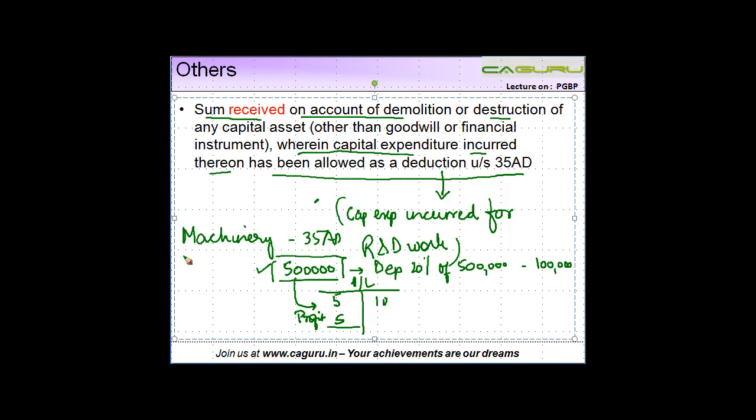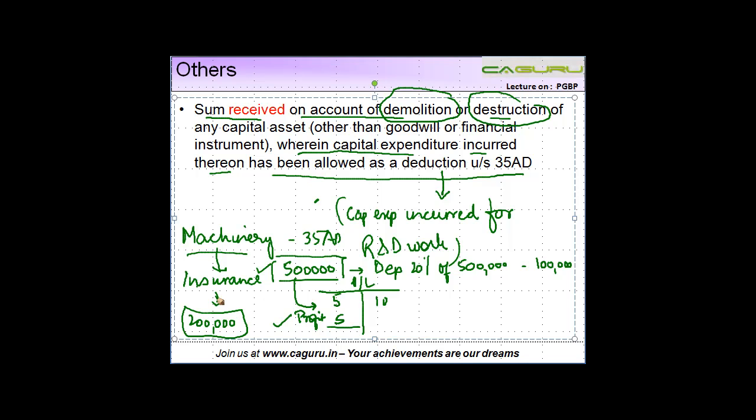Now suppose after I had claimed this deduction, this machinery was destroyed or demolished. And I had taken an insurance on this machinery. The insurance company, suppose, gave me 2 lakh rupees.